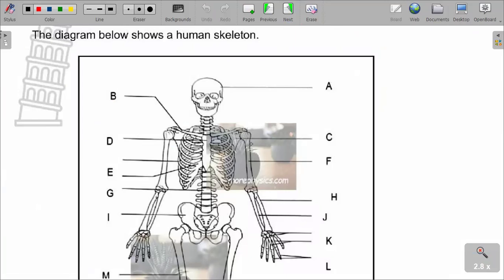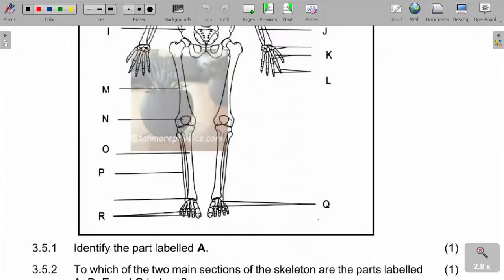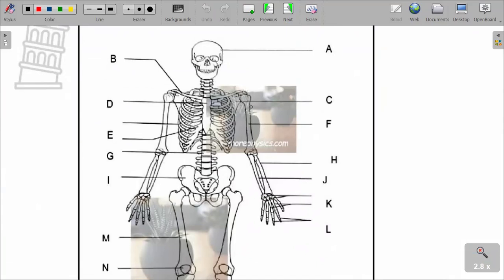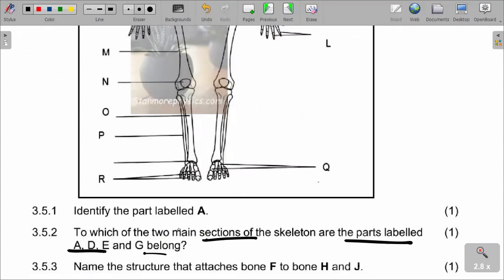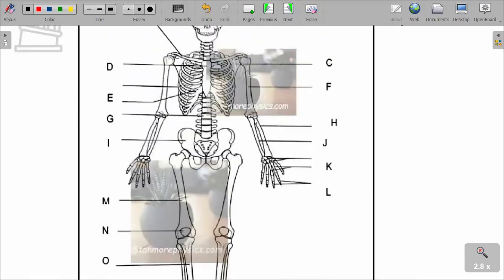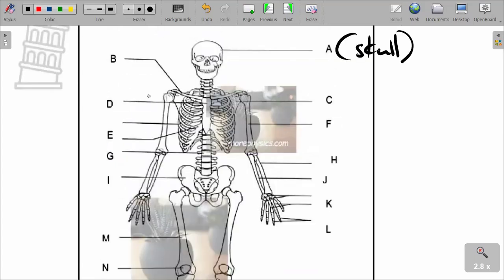Now, it's a human skeleton that is given here. Identify the part labeled A. A, you can see that this is the skull. And then also, to which of the two main sections of the skeleton are the parts labeled A, D, E, and G belong to? These parts, where do they belong to?